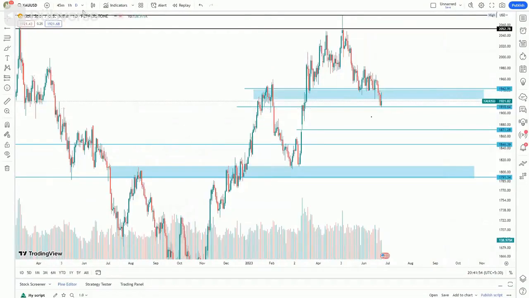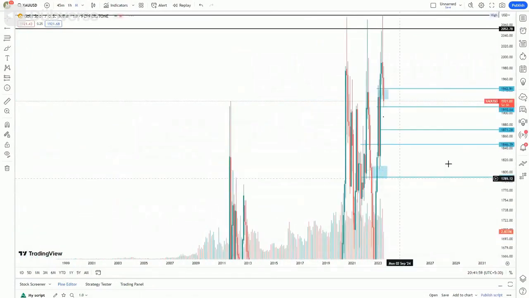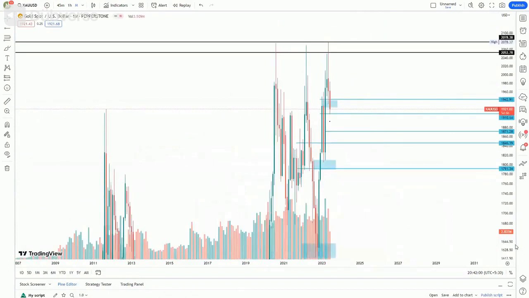I will explain from the starting. Okay. So let's come to the 1-month time frame. If you look at gold in 1 month, you will notice one thing about gold.